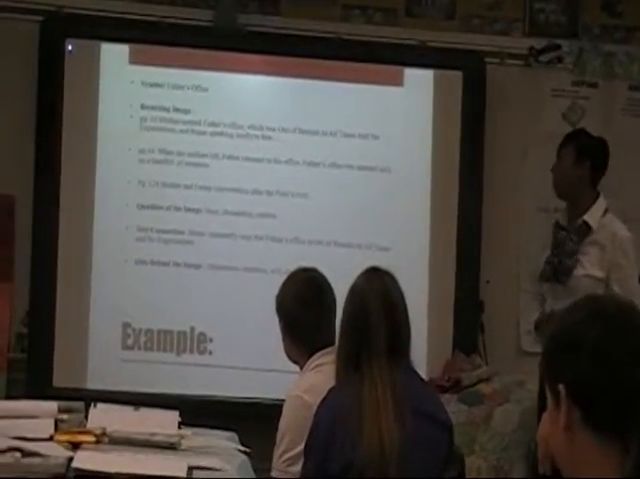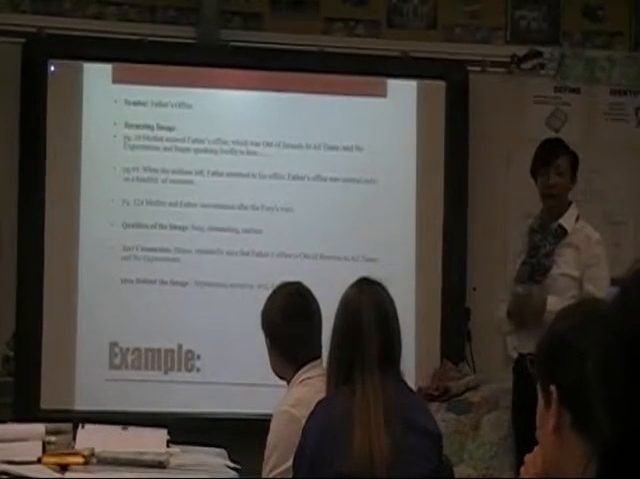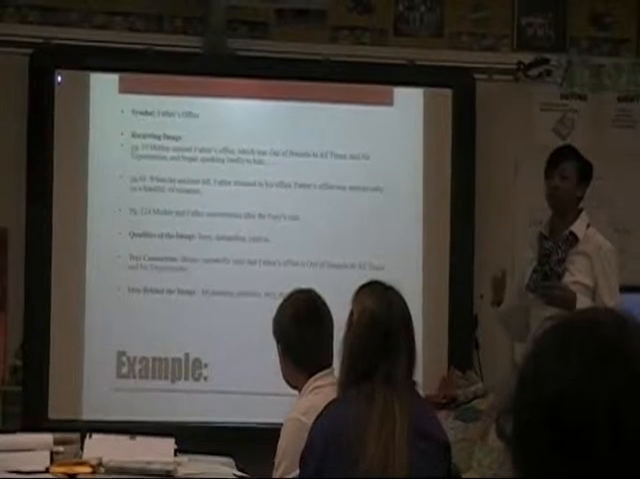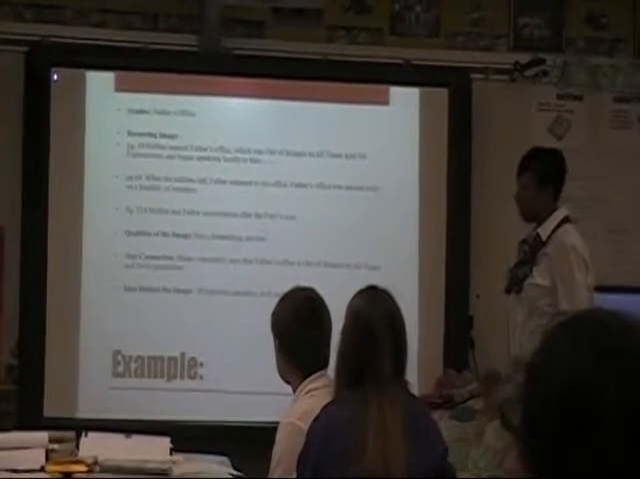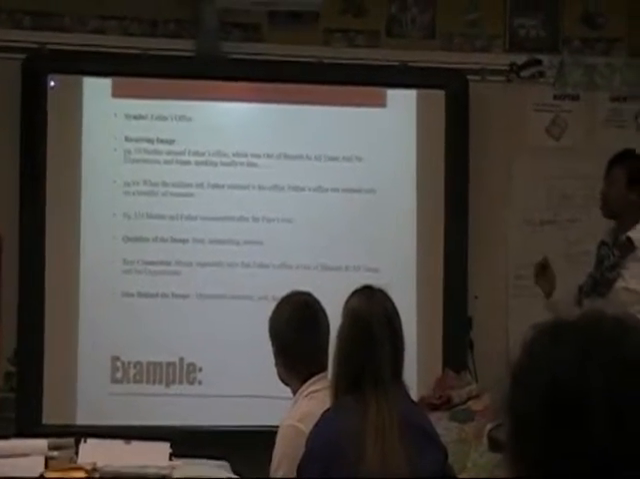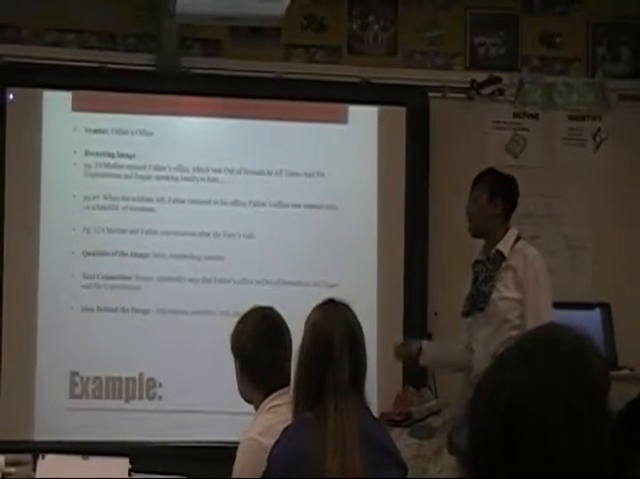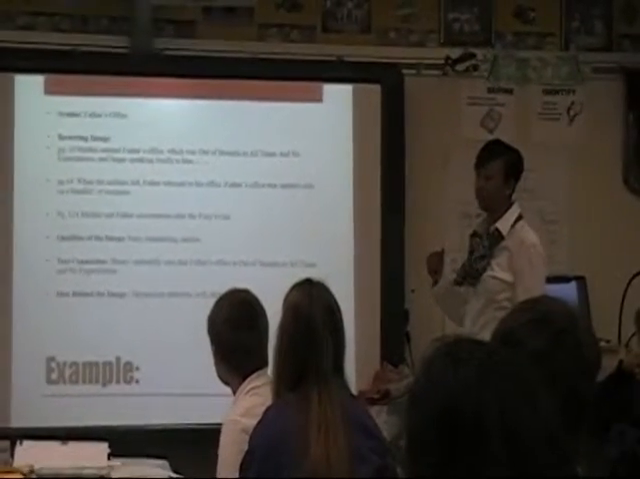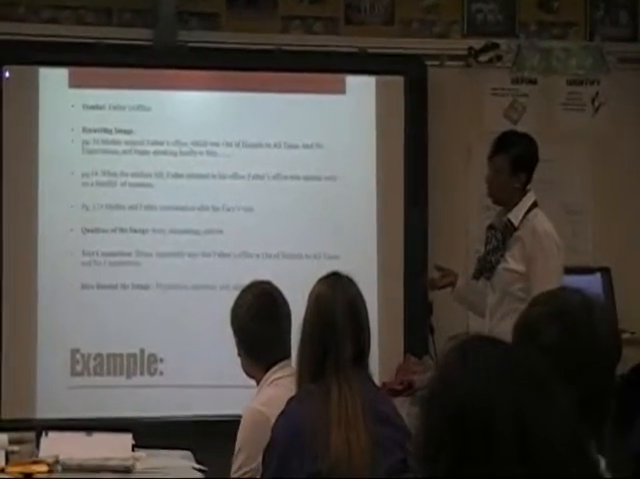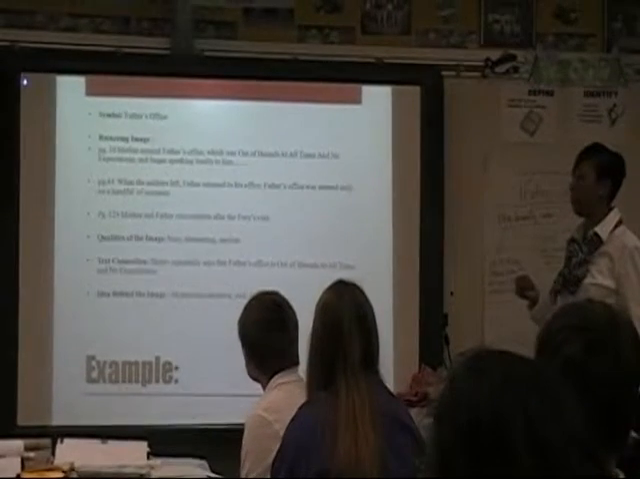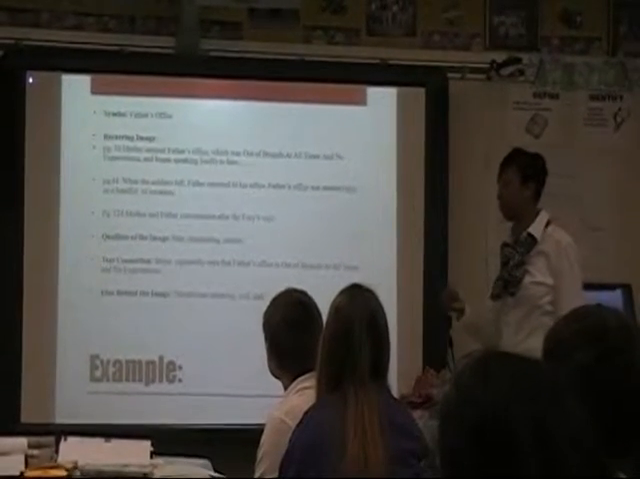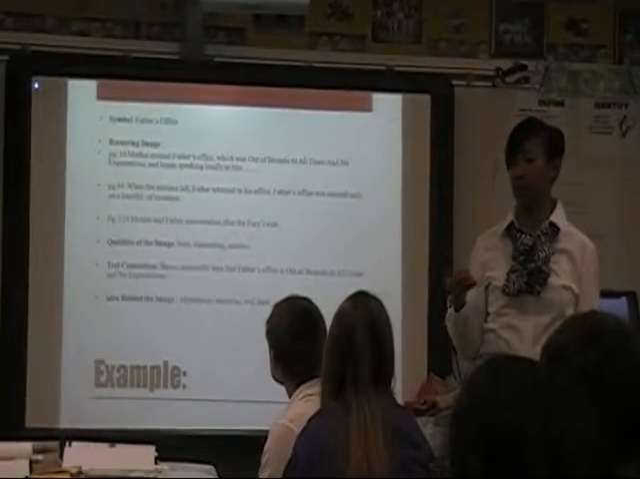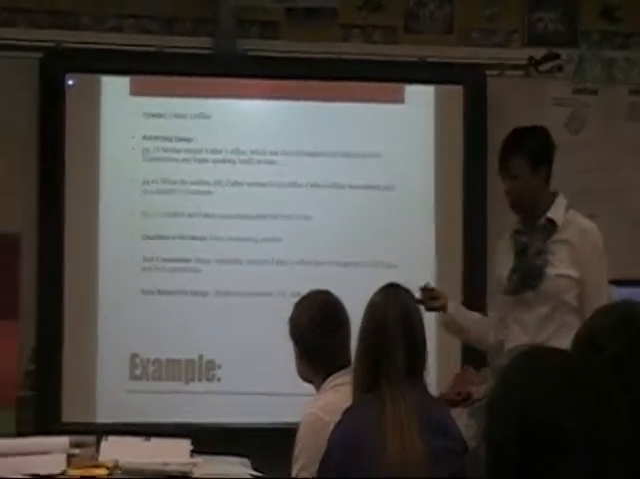On page 10, Mother entered Father's office, which was out of bounds at all times, no exception, and began speaking loudly to him. And it goes on. Page 44, when the soldiers left, Father returned to his office. Father's office was entered only on a handful of occasions. So that means you couldn't just go up in there. And page 124, Mother and Father's conversation after the Fury visit. So those are different textual evidence that supports my symbol, Father's office.